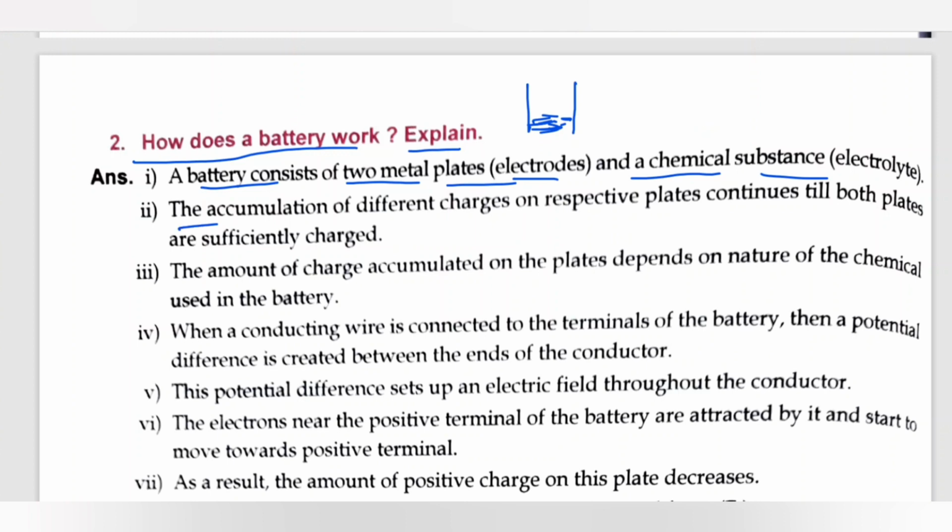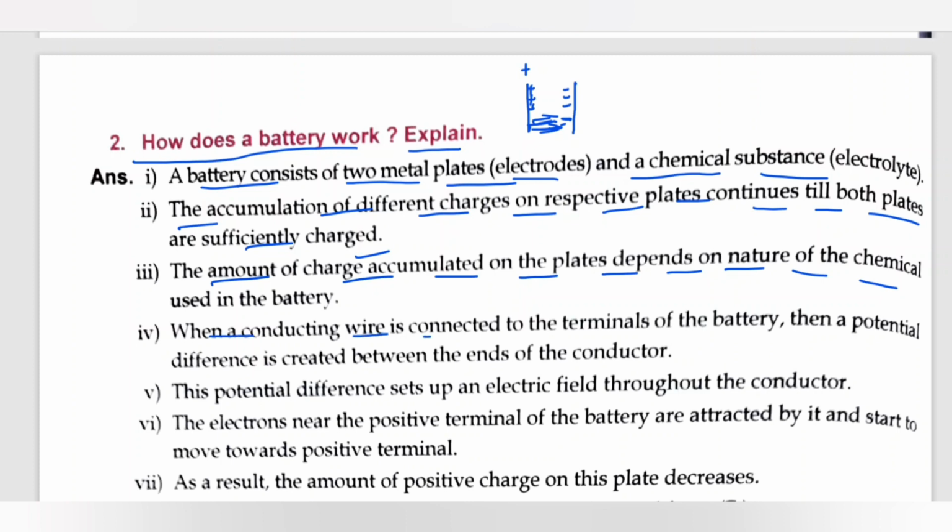The accumulation of different charges on the respective plates continues till both plates are sufficiently charged. So from this electrolyte, the ions get distributed onto either plate, all the cations onto one plate and all the anions onto the other plate. This process is called accumulation. The amount of charge accumulated on the plates depends on the nature of the chemical used. So depending on this electrolyte, the amount of accumulation depends.